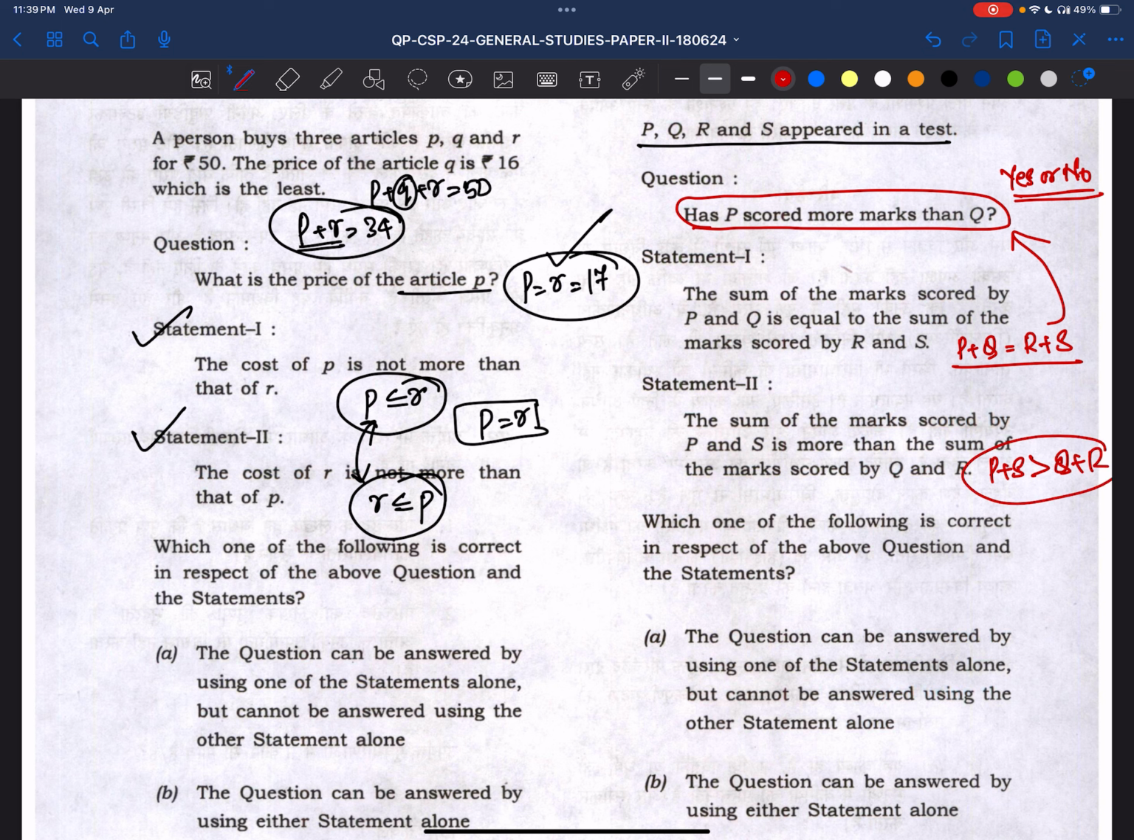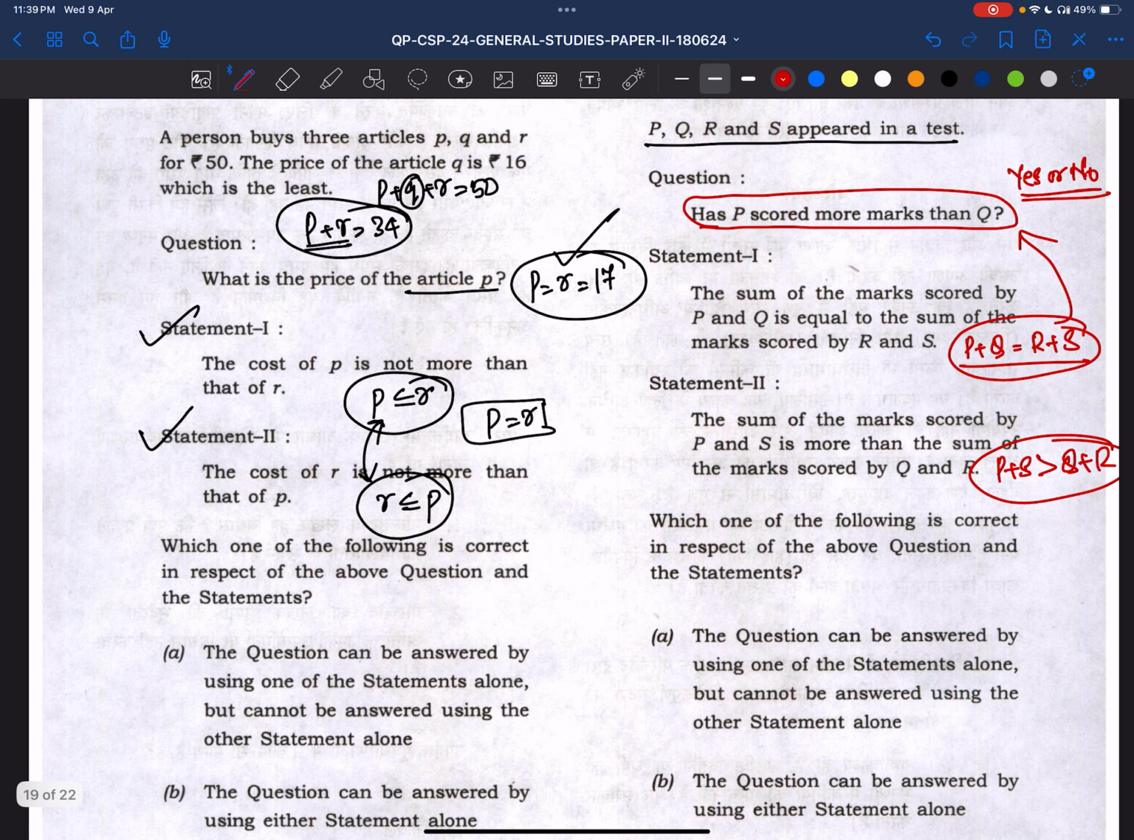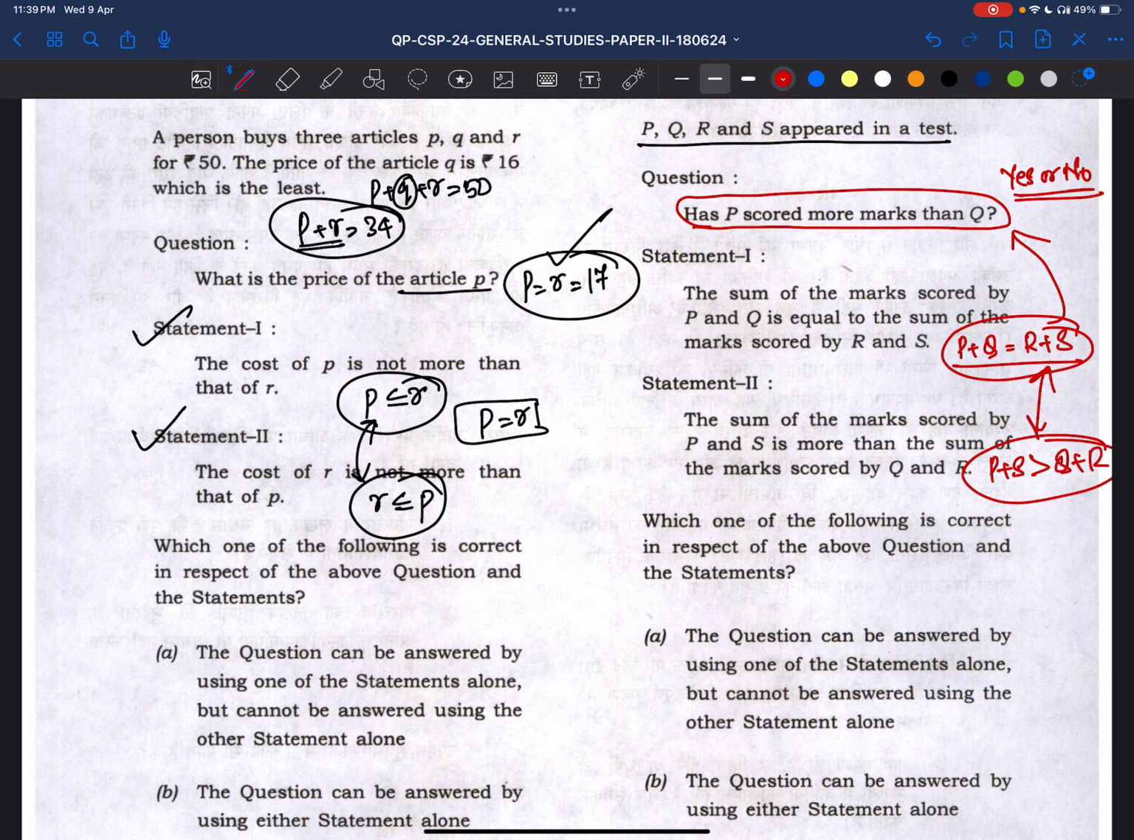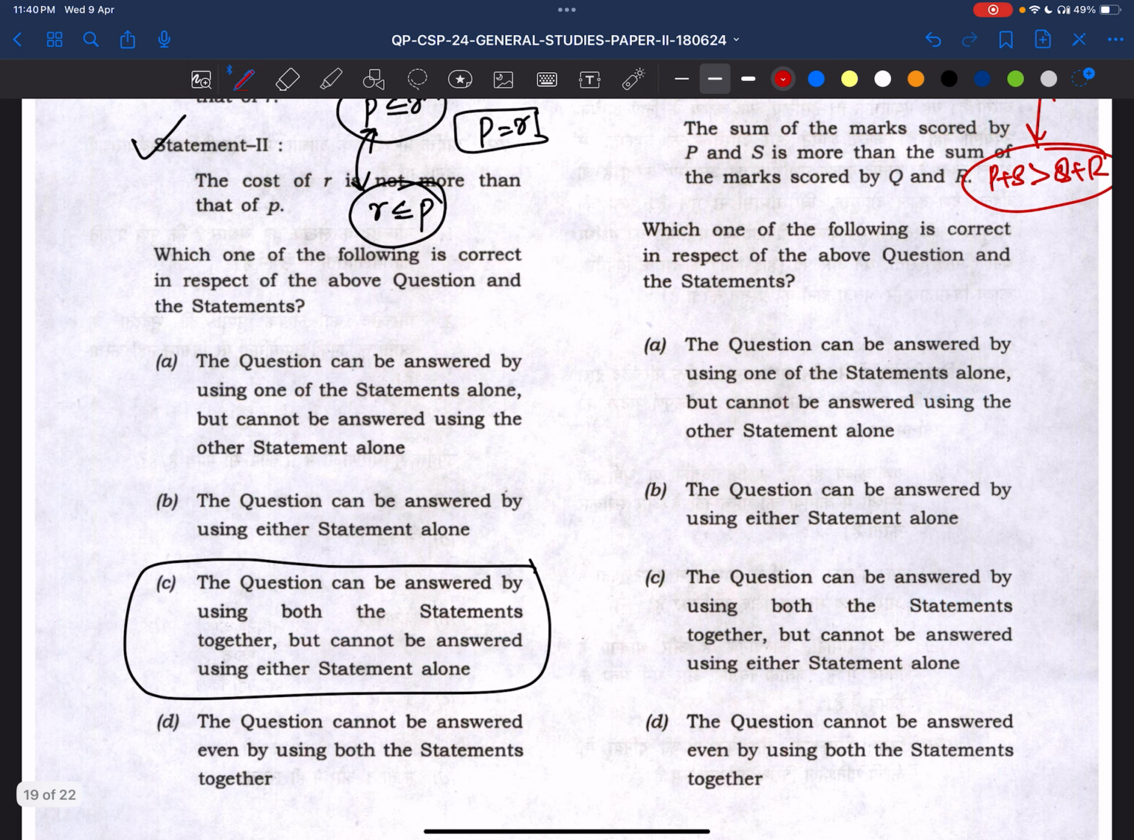Even from this statement also, we cannot tell. By using both these statements also, we cannot conclude, right? So answer will be what? D. Cannot be answered by using both the statements together.